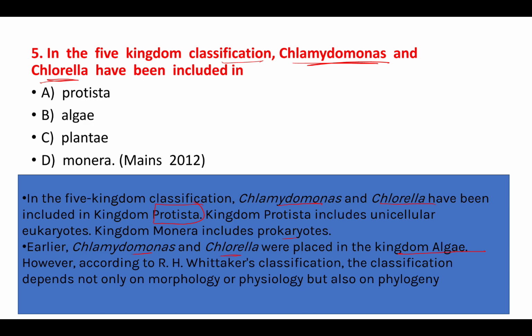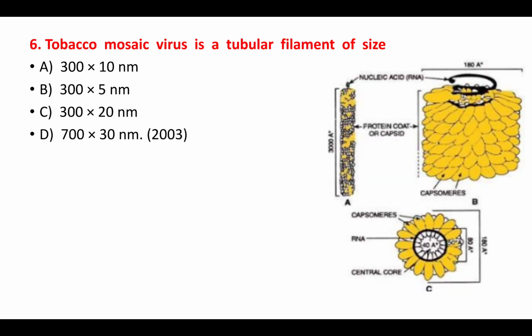But according to R.H. Whittaker's classification, the classification depends not only on external features or morphology or not only on physiology but also on phylogeny. That means what? Evolutionary relationship. Here they have asked in 5-kingdom classification, Chlamydomonas and Chlorella have been included in a kingdom called Protista. So option A.